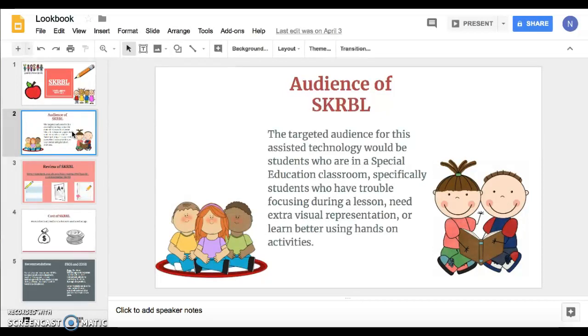So specifically students who have trouble focusing or need extra visual representation, or just students that learn better using hands-on activities. I know as a student that I would have loved to be able to use a tool like this just to be more involved or get a better grasp on the lesson being taught.